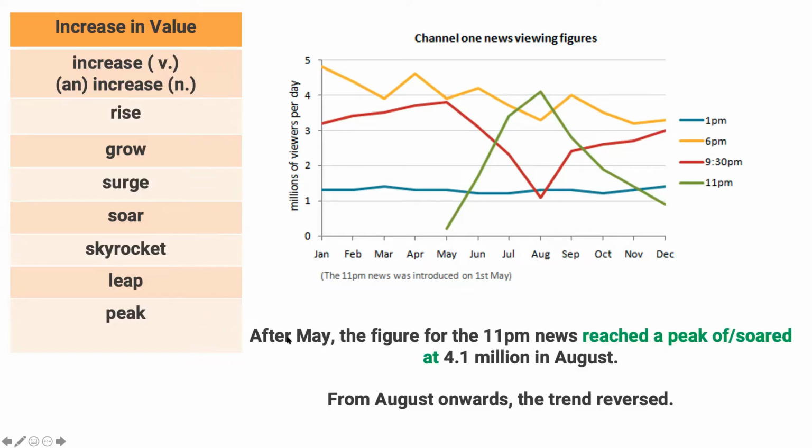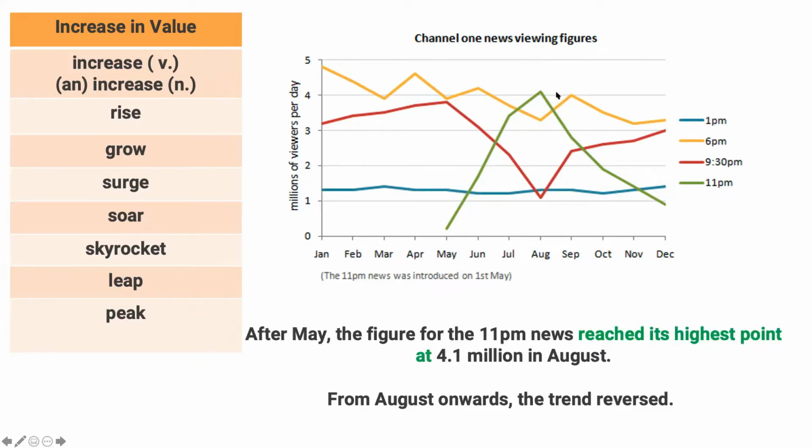The next sentence, after May, the figure for the 11 p.m. news reached a peak of or soared at. So here I have showed you peak in the noun form. So you can use peak as both a noun and a verb. And of course, I've got our verb here, which is reached. Reach and peak, that's a great collocation. Reached a peak of, make sure you remember to use your preposition when looking at numbers. Or I also have paired soared at 4.1 million.